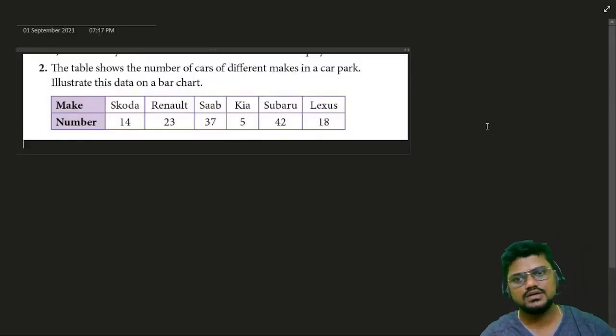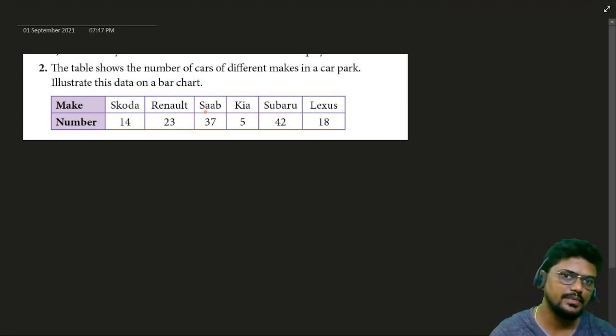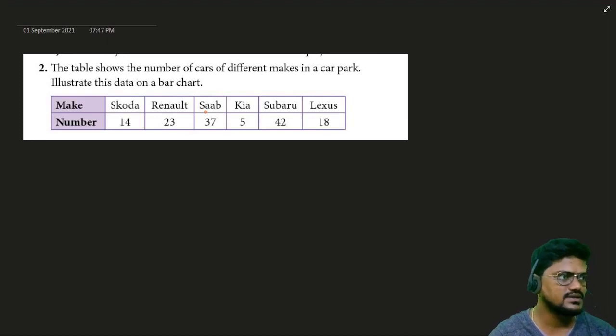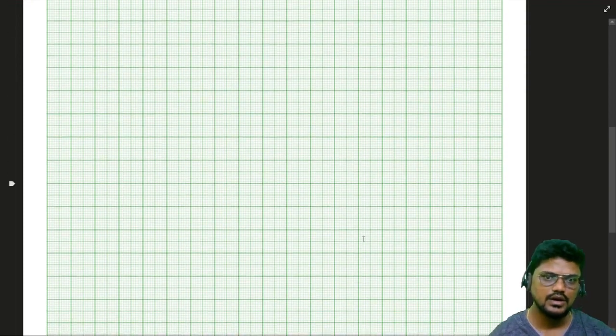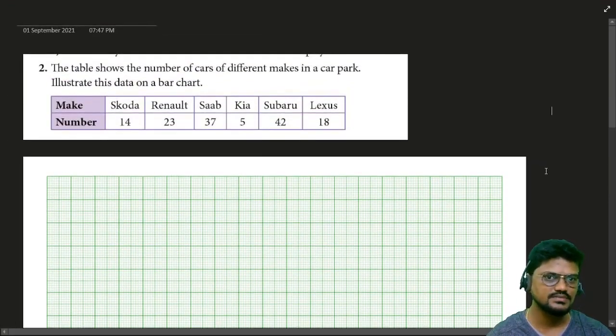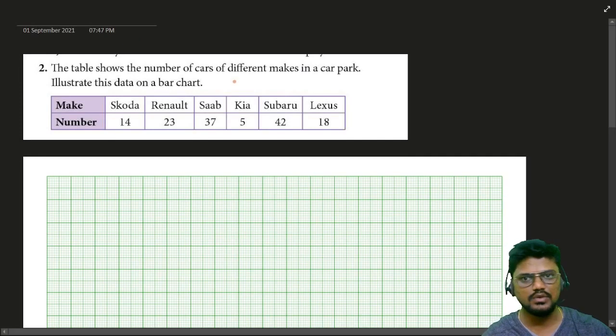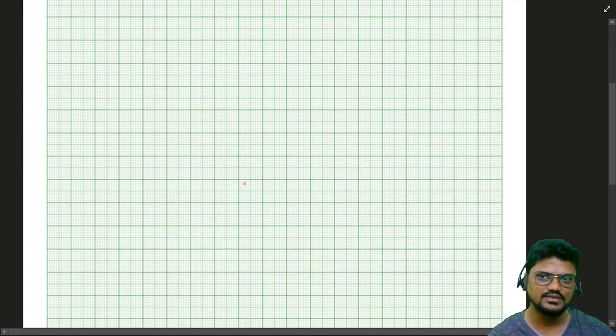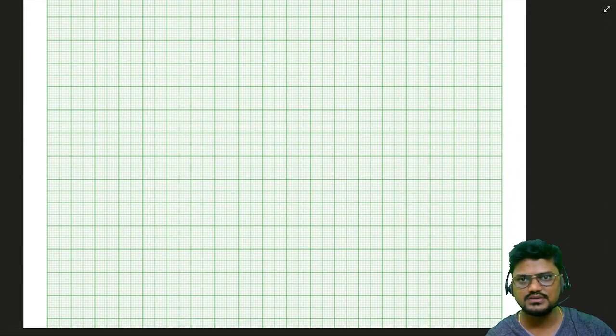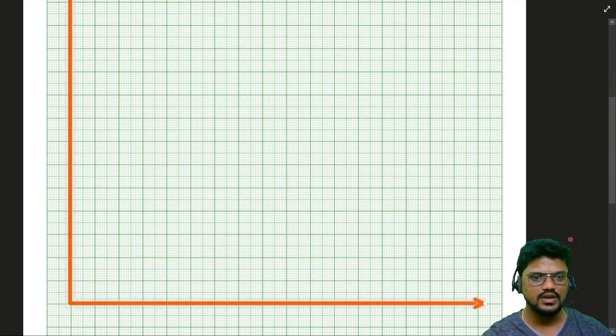Now over here, the table shows the number of cars of different makes in a car park. Illustrate this data on a bar chart. I'll be using a graph paper to draw this bar chart. So we'll draw the x-axis and y-axis first. Okay, this is your x and y-axis.